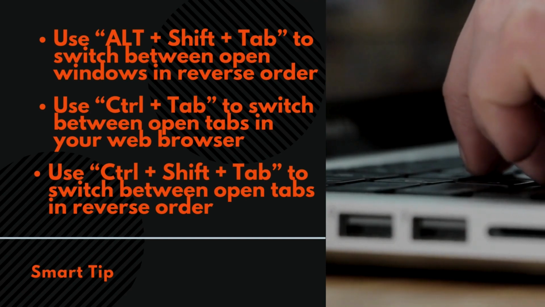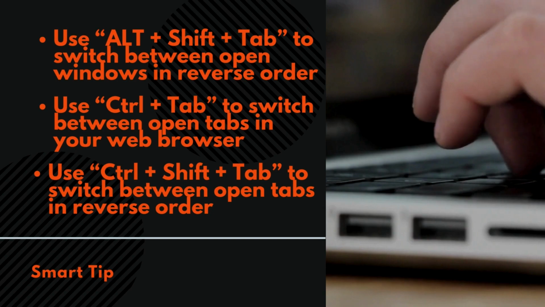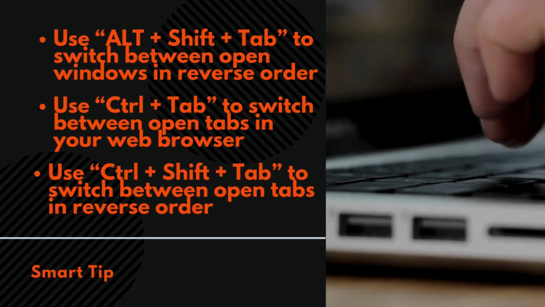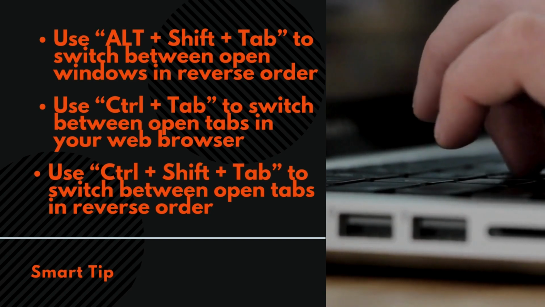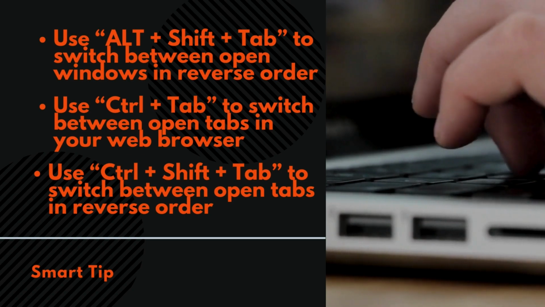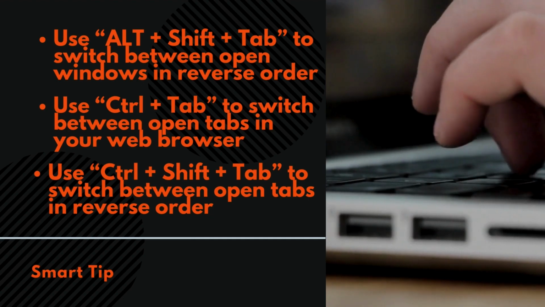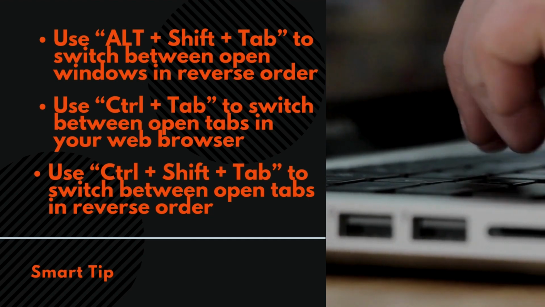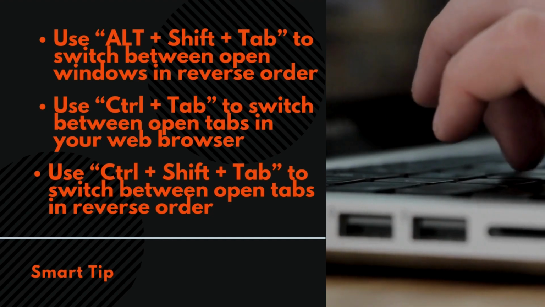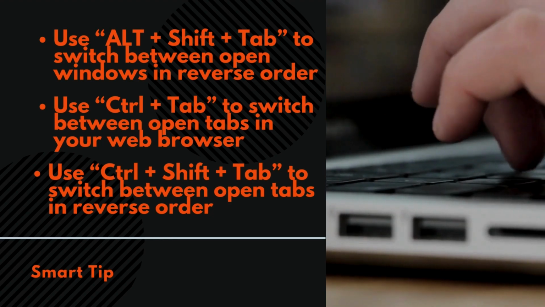Additional tips for you: use Alt plus Shift plus Tab together to switch between open windows in reverse order. Use Ctrl plus Tab key to switch between open tabs in your web browser. Use Ctrl plus Shift plus Tab to switch between open tabs in reverse.